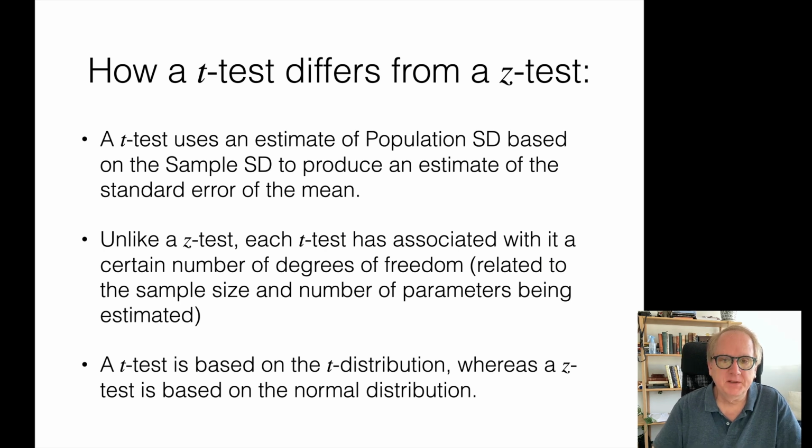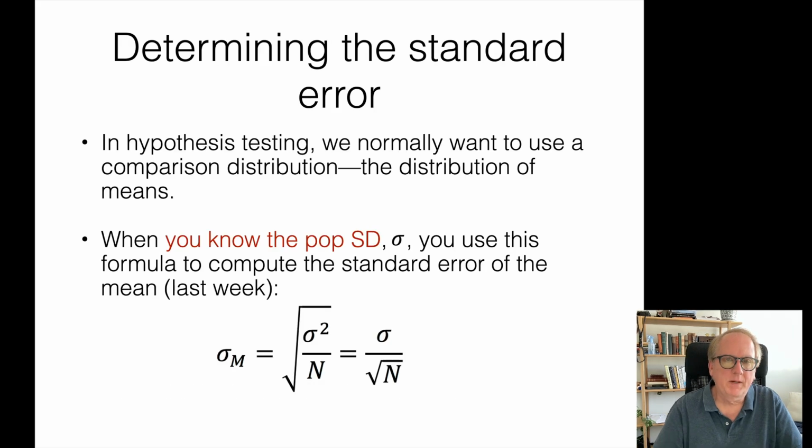So let's take that first point about how the t-test differs from the z-test and use this estimate of our population standard deviation to produce an estimate of the standard error of the mean. In hypothesis testing, we normally want to use a comparison distribution. Because we often are making inferences about means, where we say in the null hypothesis, for instance, that the mean is not different from 0, we usually choose the distribution of means as our comparison distribution.